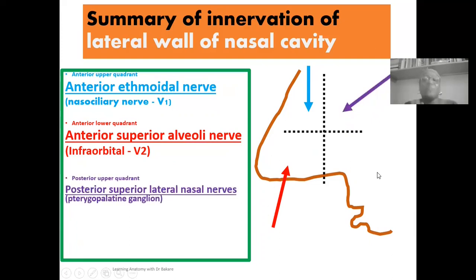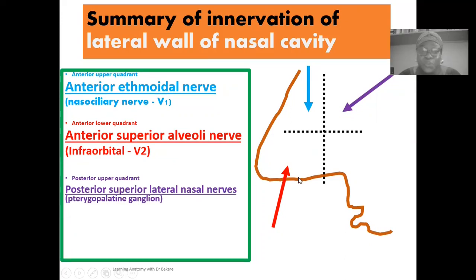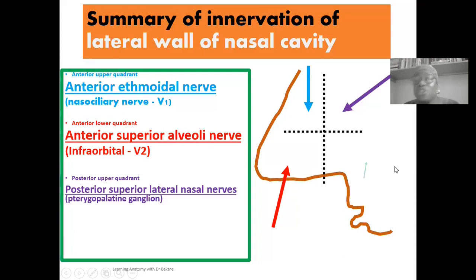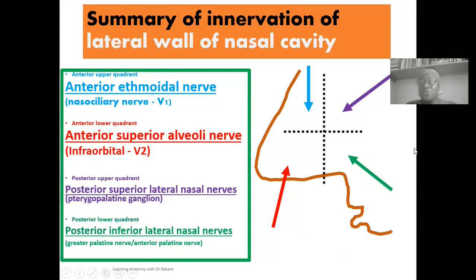So going to the posterior upper quadrant here, that is already in purple, the posterior upper quadrant will be innervated by the posterior superior lateral nasal nerve. The posterior superior lateral nasal nerve is a branch of the Pterygopalatine ganglion. We've already stated this in our previous slide, that it's one of the nasal branches from the Pterygopalatine ganglion, while the posterior lower quadrant, which is already in green, will be innervated by the posterior inferior lateral nasal nerve.